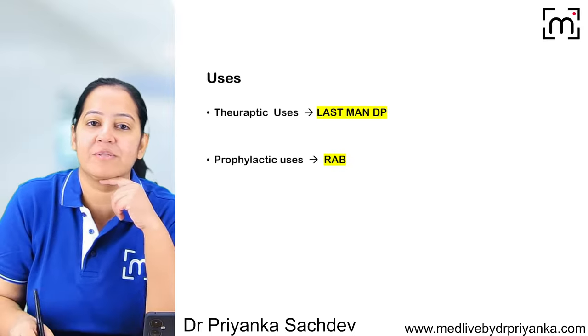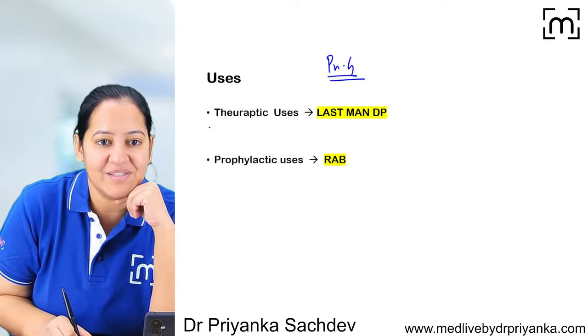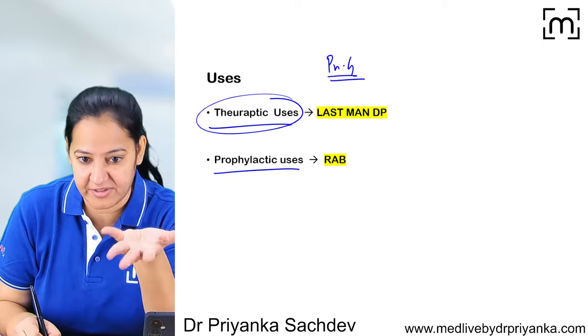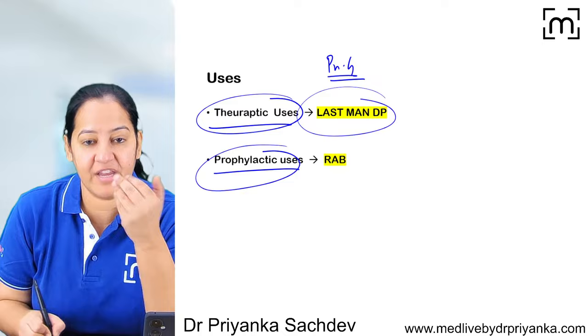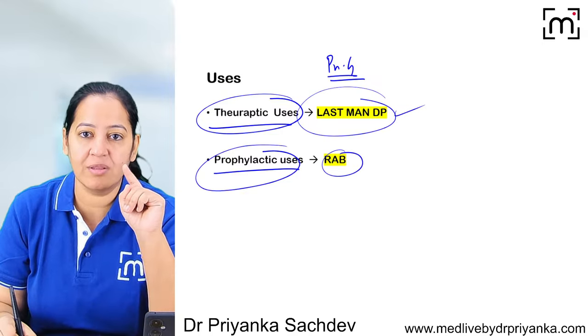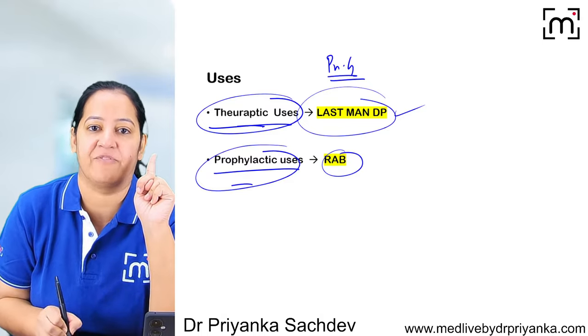So there are two types of uses of penicillin G, that is natural penicillin, benzyl penicillin. One is therapeutic use, one is prophylactic use. Therapeutic use means we give penicillin after the disease, and I will give you a mnemonic. And prophylactic, we give it before the disease as a prophylaxis. So in these three diseases, we give it beforehand. And in all these, we give it after the disease is happening. So there are two types of uses, therapeutic and prophylactic.